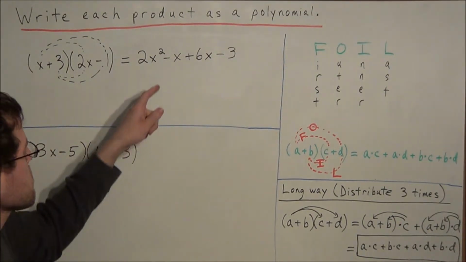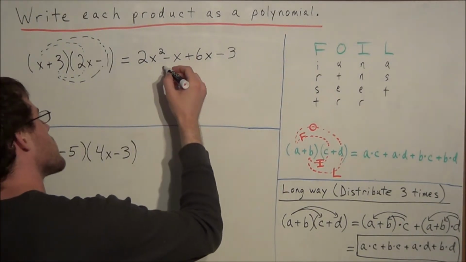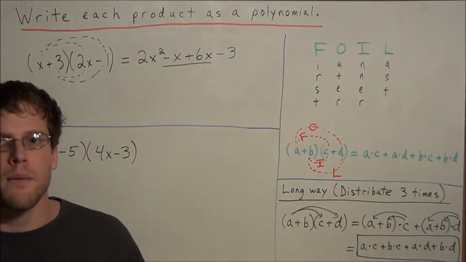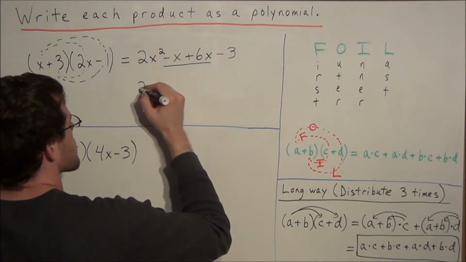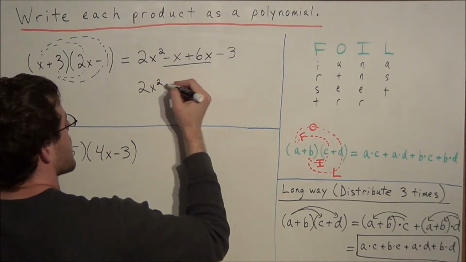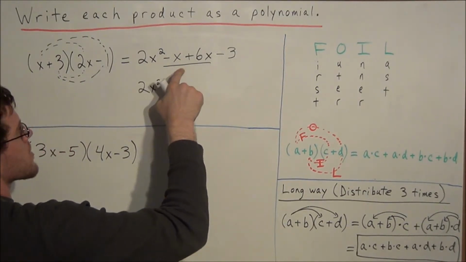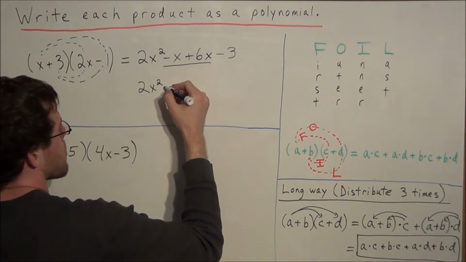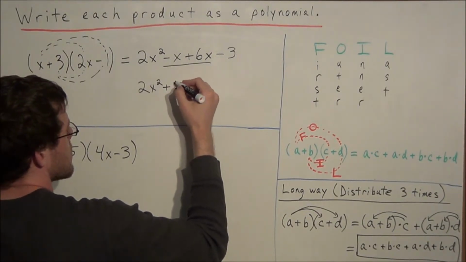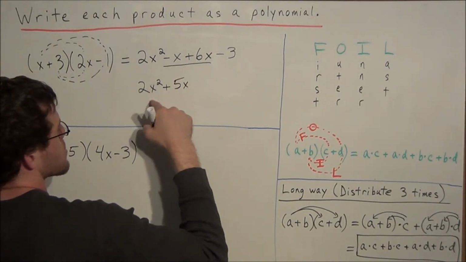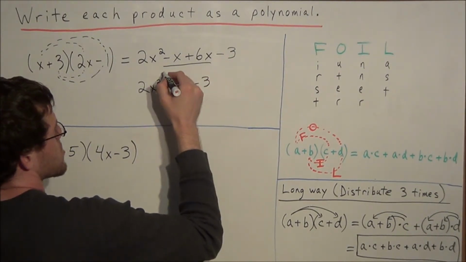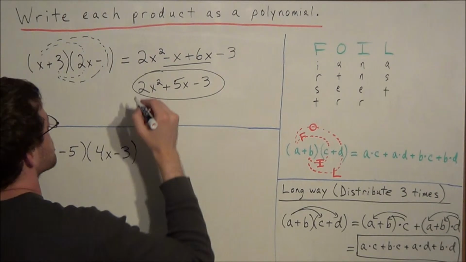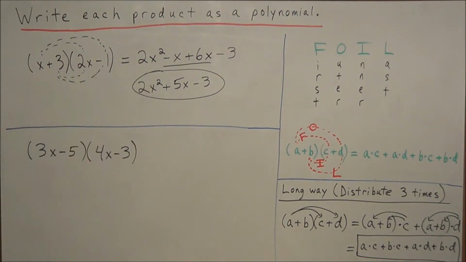Now we need to simplify. We have like terms: a negative x and a plus 6x. So the next line is going to say 2x squared, and now how do we combine these? Well, negative x plus 6x simplifies to a positive 5x. So we have 2x squared plus 5x minus 3. And this is our answer to the first problem, x plus 3 times 2x minus 1.